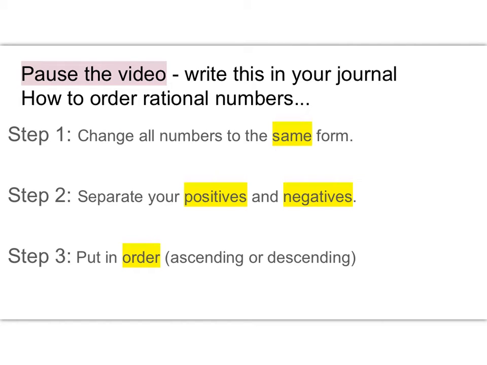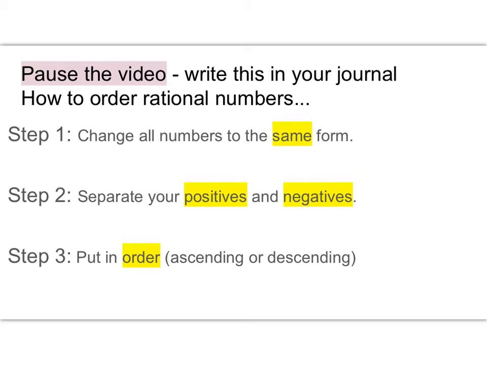We're going to try something new. When you see this lilac pause, that means I want you to pause the video at some point and record what's on that page. So right now I'd like for you to pause and write this in your journal. How to order rational numbers. Number 1, you're going to change all numbers to the same form. Number 2, you're going to separate your positives and your negatives. And number 3, you're going to put them in ascending order.